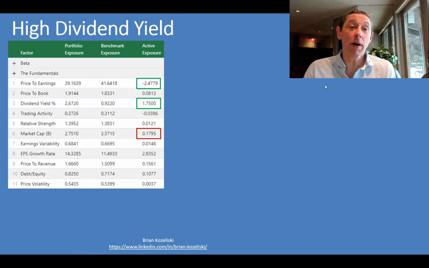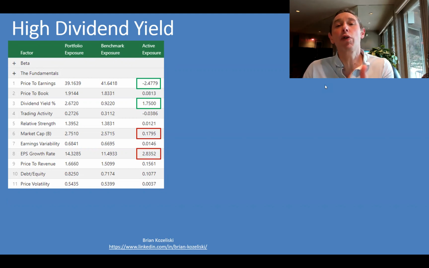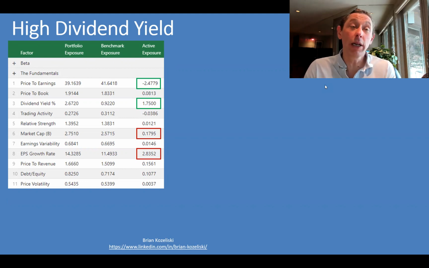But at the same time, I see that I am bigger than my benchmark and I have a higher growth rate than my benchmark, both of which are kind of the wrong way to be exposed in terms of the anomaly literature. So here, again, intentional exposure on dividend yield and three unintentional bets that are in there, even though it was in no way, shape, or form part of the strategy.